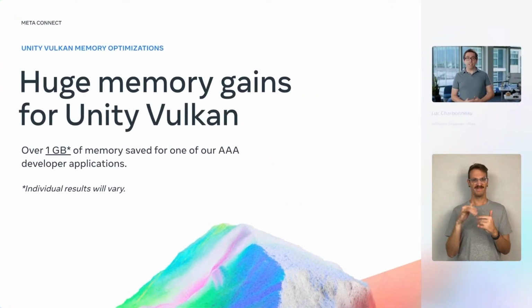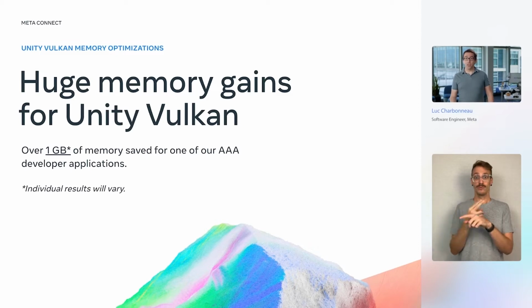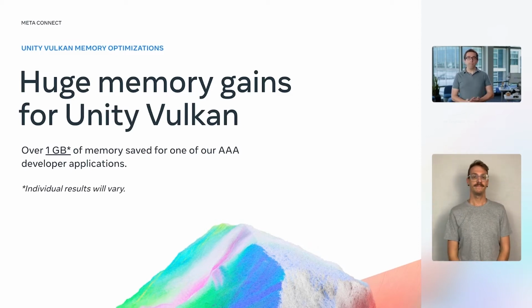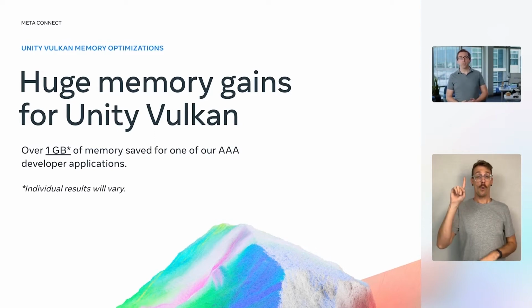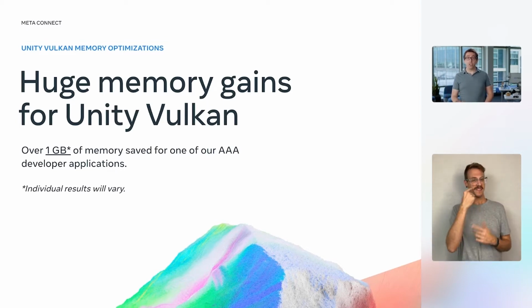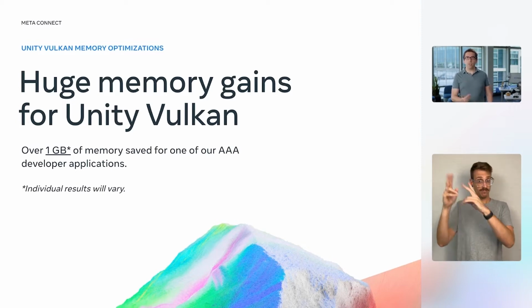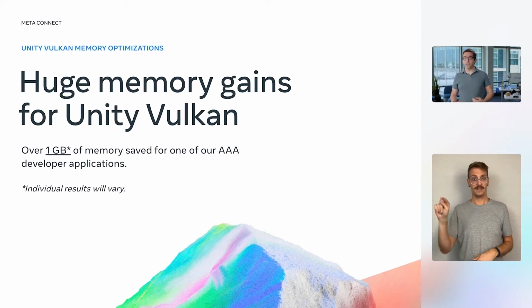And finally, let me tell you how we've been improving memory for applications using Vulkan in Unity. About a year ago, we noticed that using Vulkan for some applications resulted in much more memory usage than when using GLES. After months of efforts, we're happy to announce that we've made huge memory wins on Vulkan. In fact, our optimization saved over 1 gig of memory for one of our AAA developer projects. We think most Vulkan Unity applications will benefit to some extent from these optimizations. Be sure to be on the latest Unity 2021 LTS version to benefit from those savings.